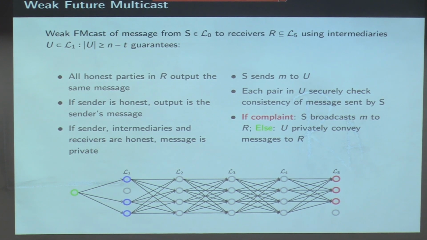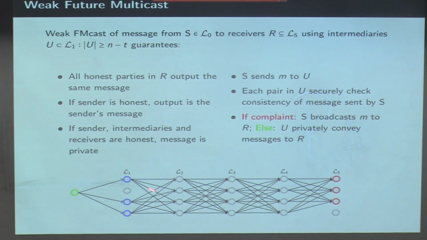So how do you build a weak future multicast? If we don't worry about the layered situation, this is easy to build. The sender sends the message to all the parties in U. Now the parties in U check that the messages that the sender has sent amongst them are all consistent, that they're all equal. If there is a complaint, then you force the sender to broadcast the message to the output clients. And if there is no complaint, then each of these intermediaries will privately send the messages to the output clients.